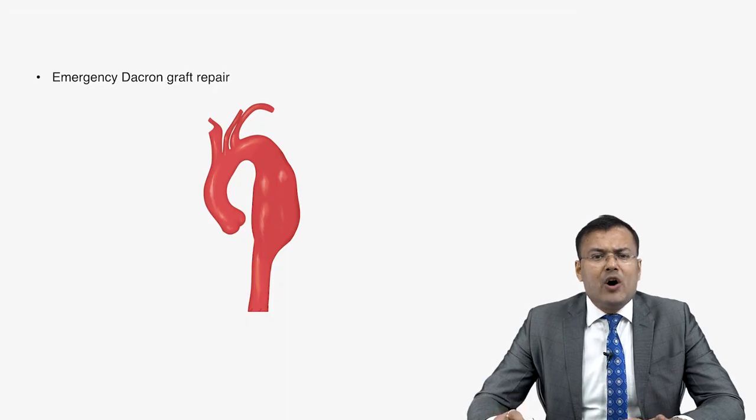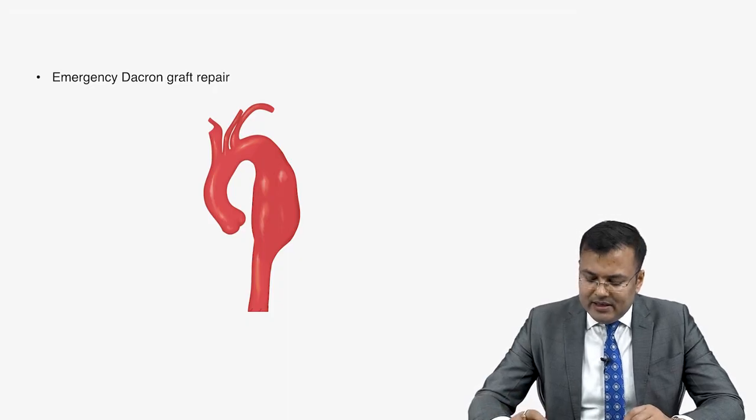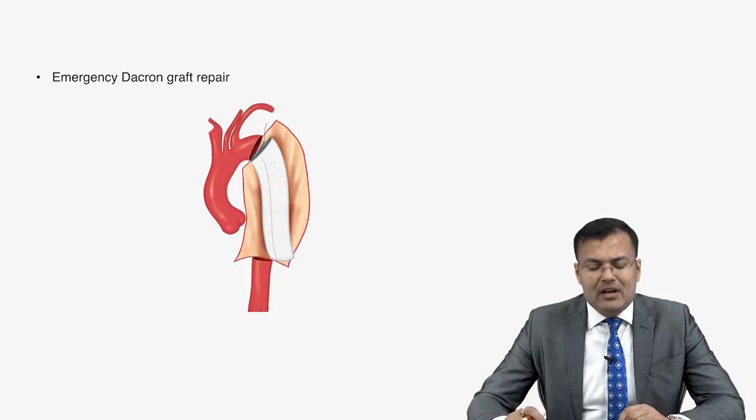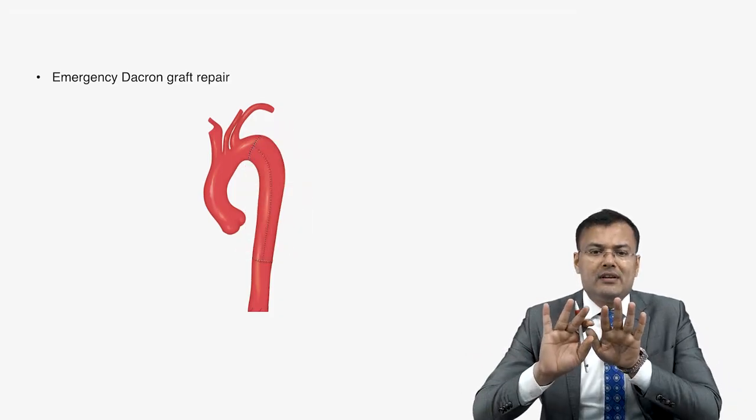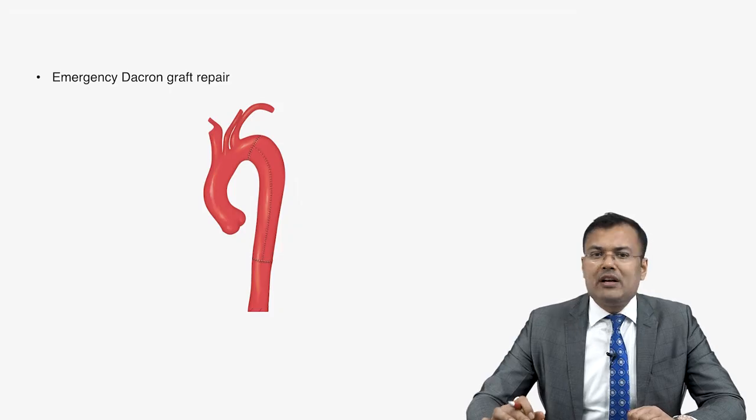So here you can see how emergency Dacron graft repair can be done. You are going to open the dissection. After that, you use this Dacron, and after performing the vascular anastomosis, you close it. So this is how emergency Dacron graft repair is done.